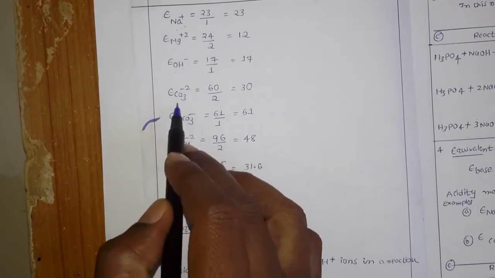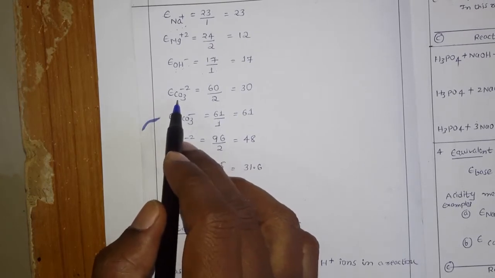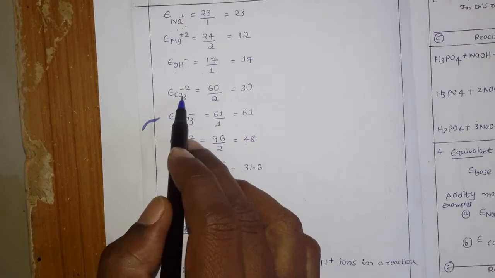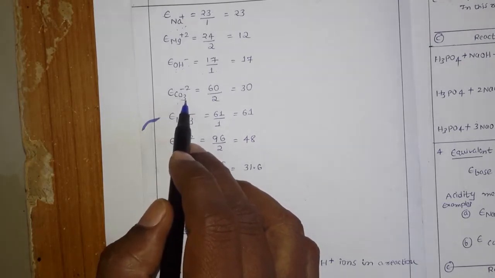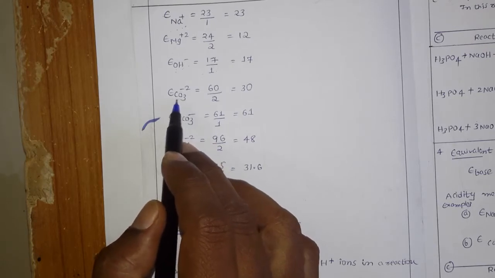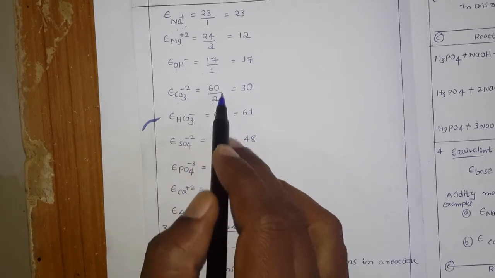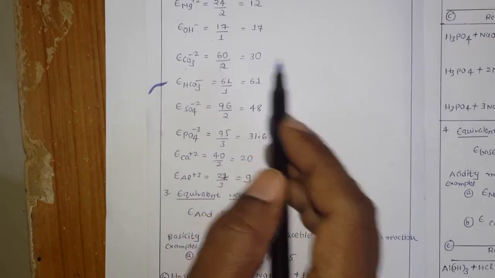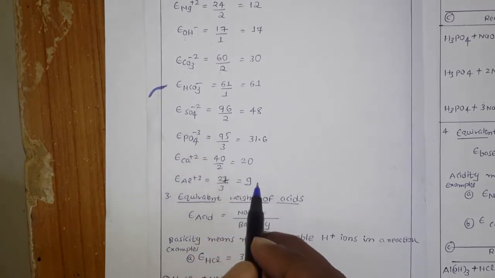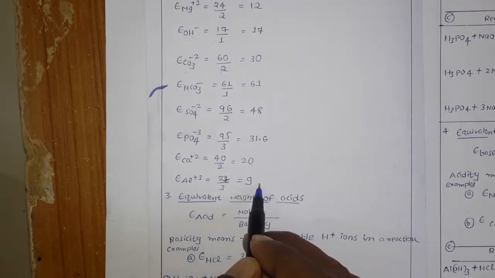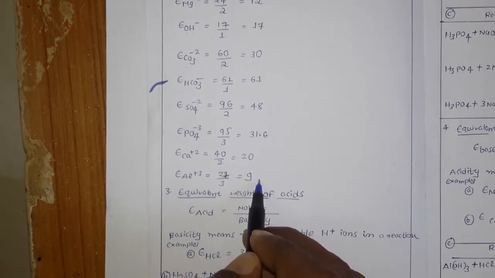Similarly, go with CO3 2 minus. The equivalent weight of CO3 2 minus: carbon is 12 and oxygen is 16. 16 into 3 is 48, and 48 plus 12 is 60. 60 divided by the charge, which is 2, so 60 by 2 is equal to 30. Similarly, you have to calculate the equivalent weights of all the ions. This is the way to calculate the equivalent weights of ions.